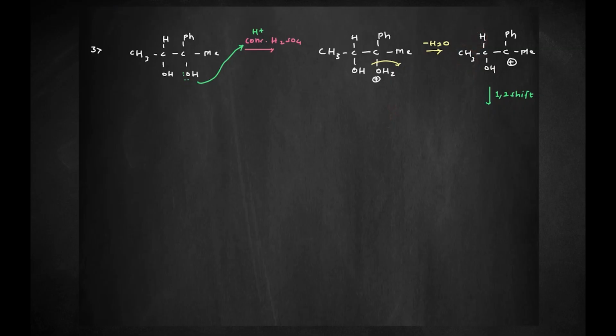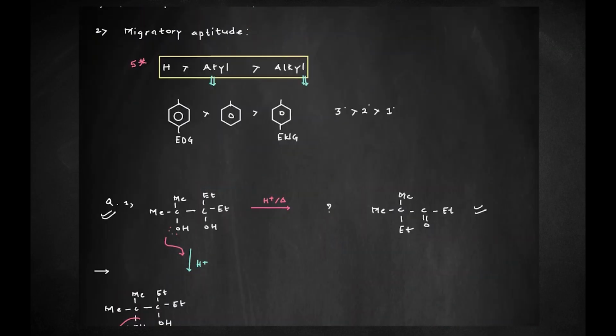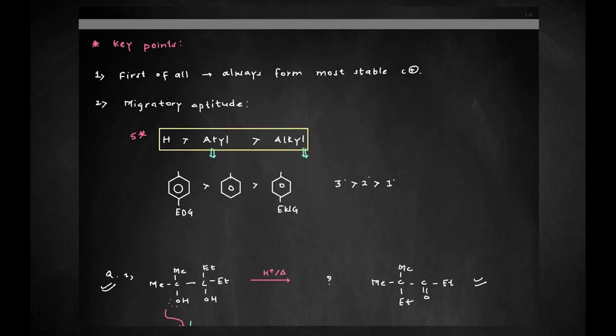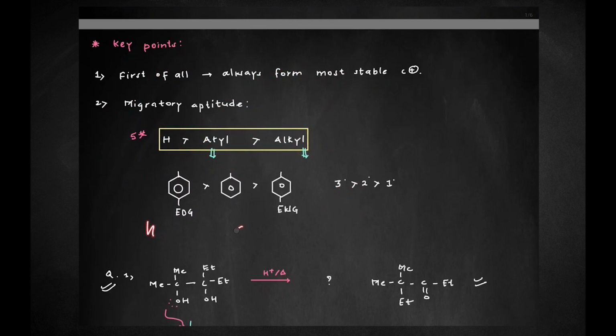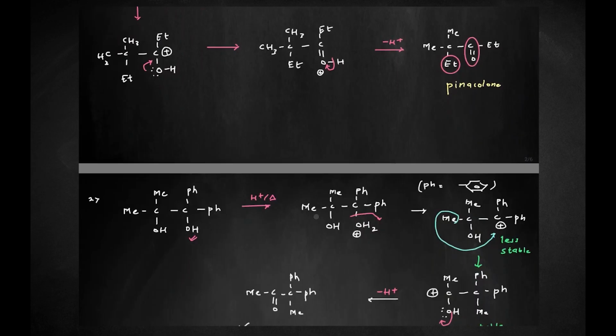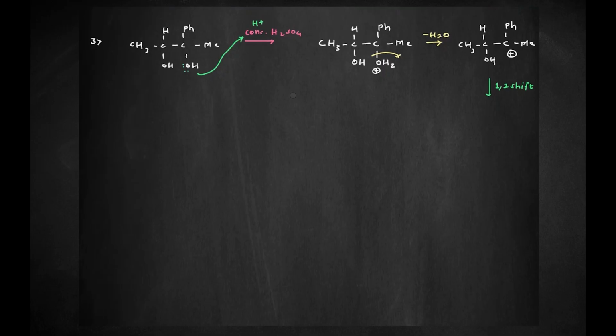So our migratory aptitude was what? Yes, please remember. Look at here, what was our migratory aptitude? If hydrogen is present, migrate it first. If hydrogen is absent, then migrate aryl group and then alkyl group. So alkyl group means that is CH3 here and H. So here H and CH3, who will migrate first? Hydrogen. Got it? So please remember this migratory aptitude. So you will now shift hydrogen and not methyl group. Okay, so be careful here.